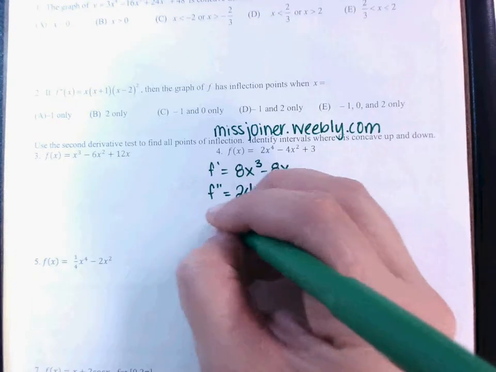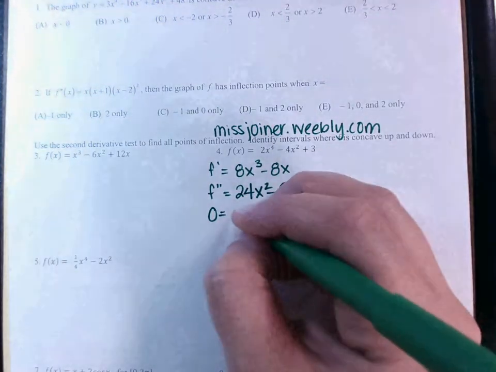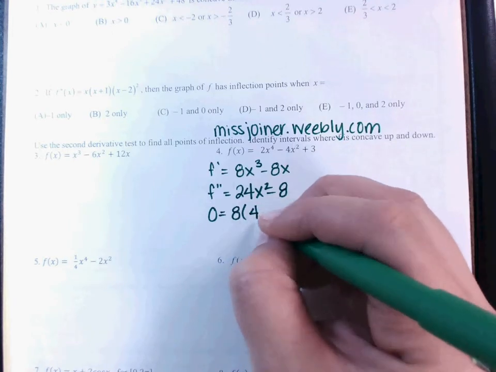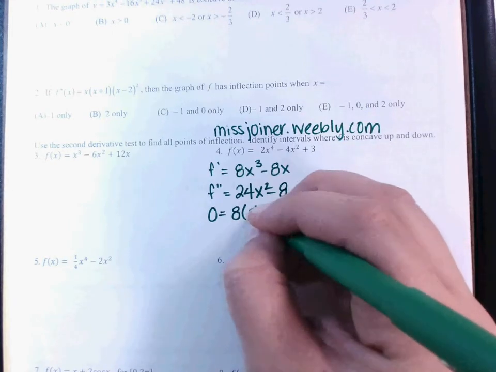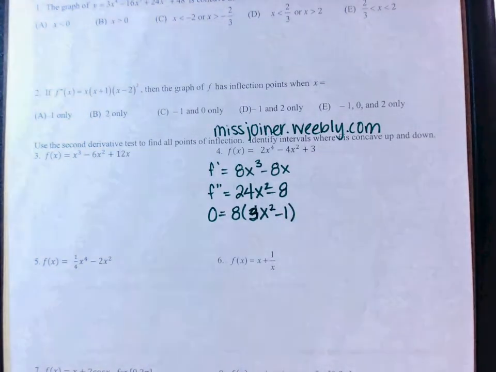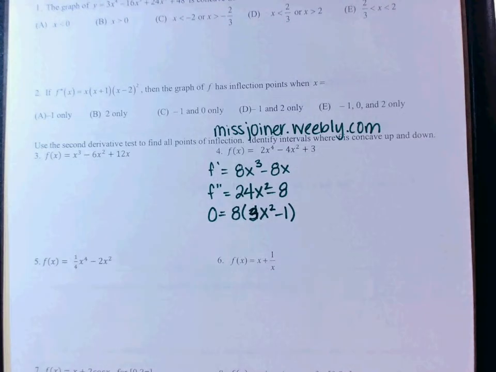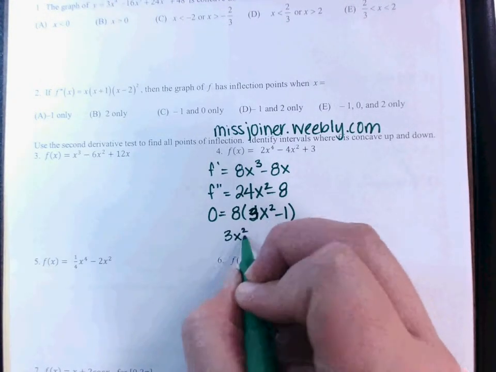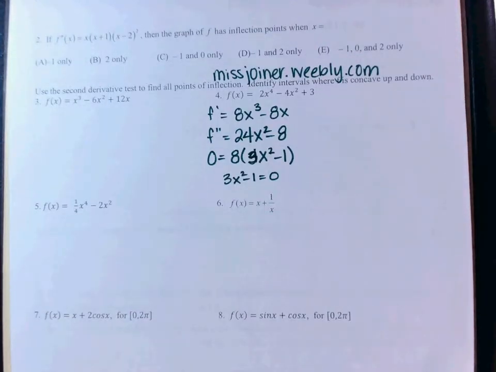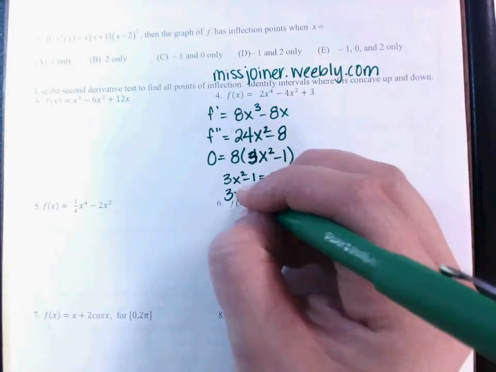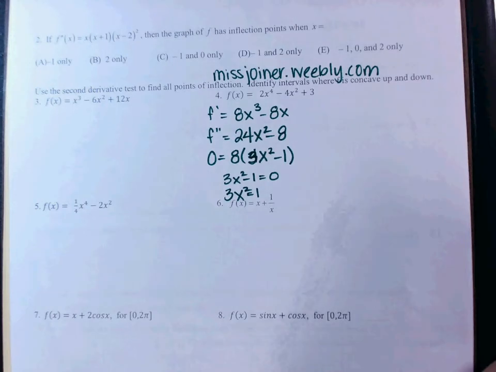Let's take out a GCF. We're setting it equal to 0. Take out an 8. What's left over? 3x squared minus 1. Oh, wait, that is a 3. Okay, 3x squared minus 1. From there, I would need to factor that. 3 is not a perfect square, so I'm going to just set 3x squared minus 1 equal to 0. Add the 1 across. I get 3x squared equals 1. Then I divide by 3. I'd have x squared as a third.